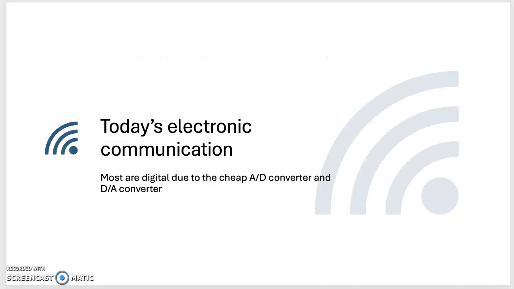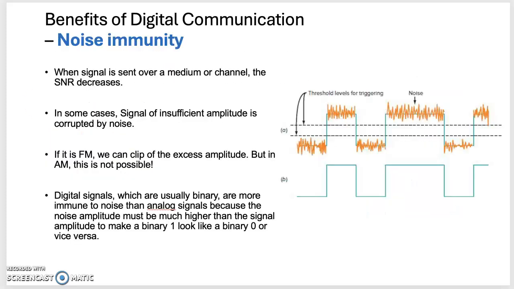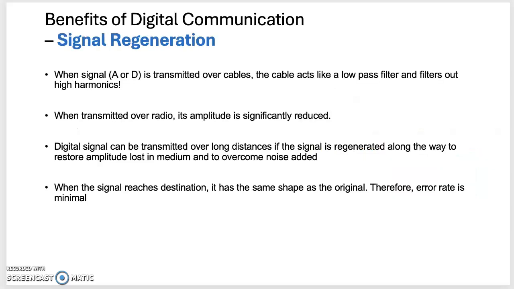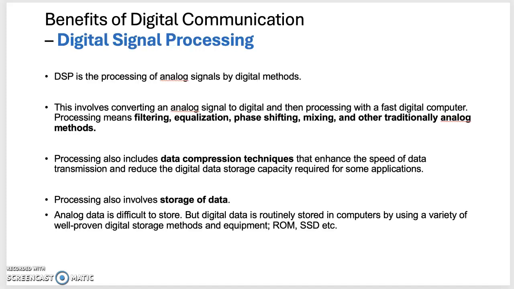Okay, so we talked about today's electronic communication. Most of it is digital because of the cheap A to D converter and D to A converter. We have that at our disposal, so it is very much possible to make everything digital. We talked about the benefits of digital communication, which are noise immunity, signal regeneration, and error detection and correction. And then we had DSP, or digital signal processing.